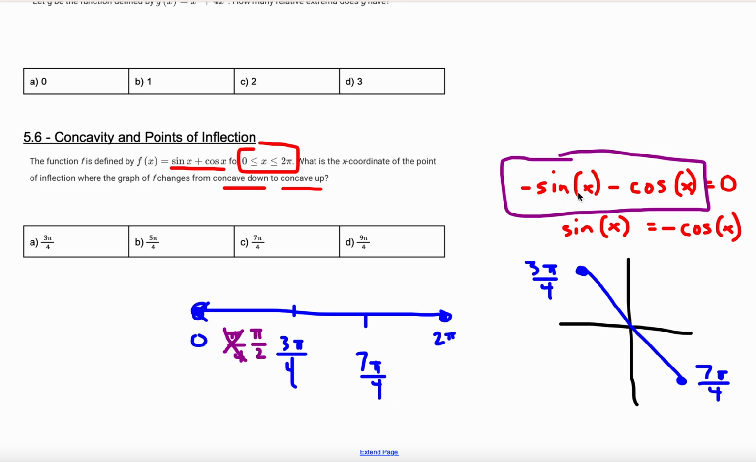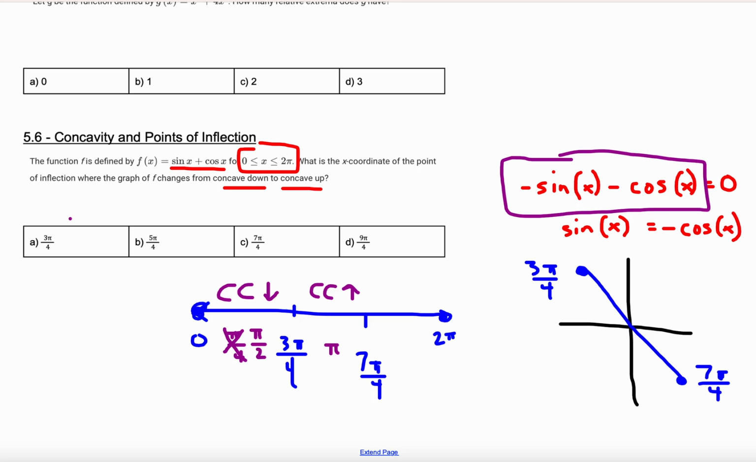So this would be positive 1, but the minus would make it negative. So that's -1. Minus 0, this is negative, this is concave down. Okay. Between these we have pi, let's test pi. Negative sine of pi is 0, minus cosine of pi is a double negative, this is concave up.